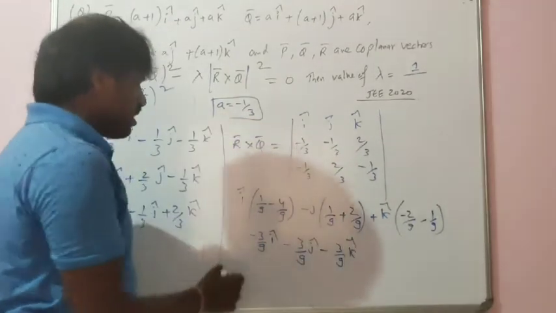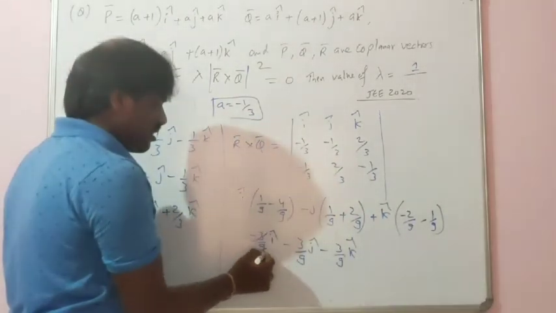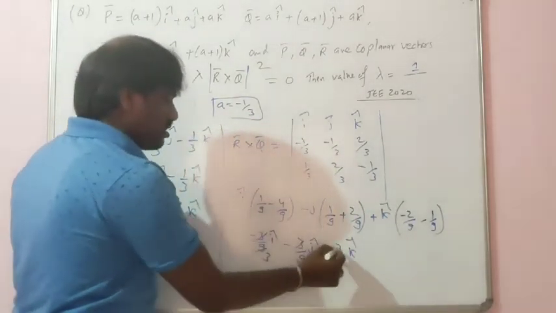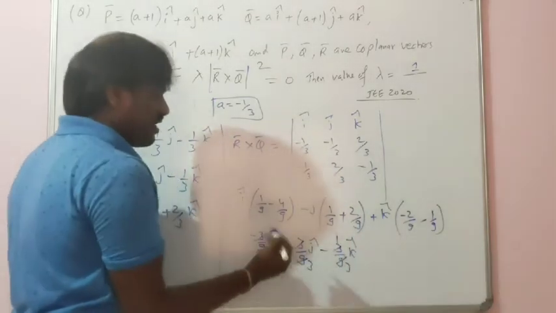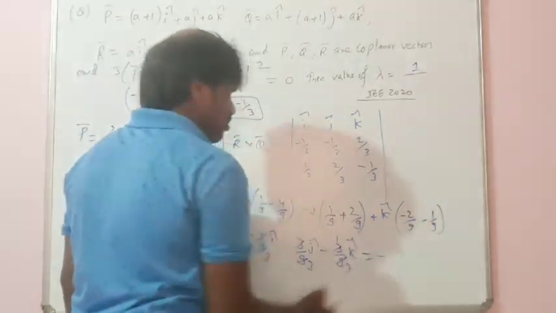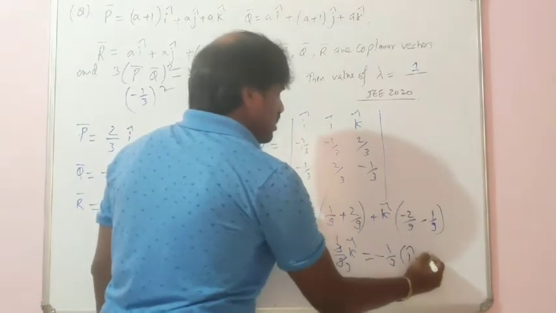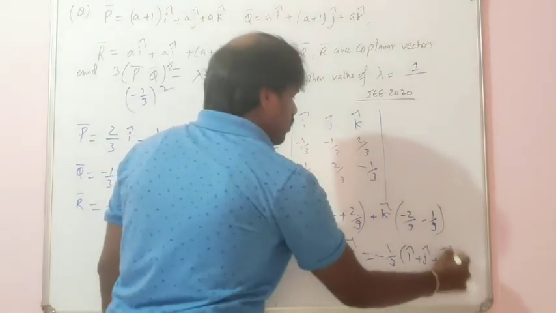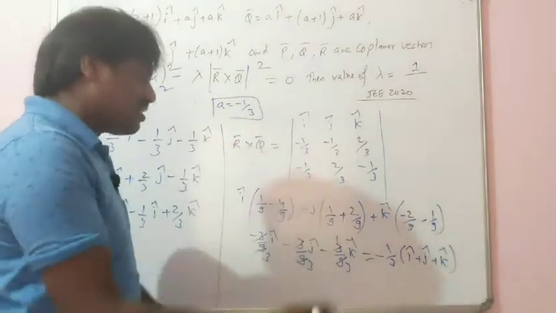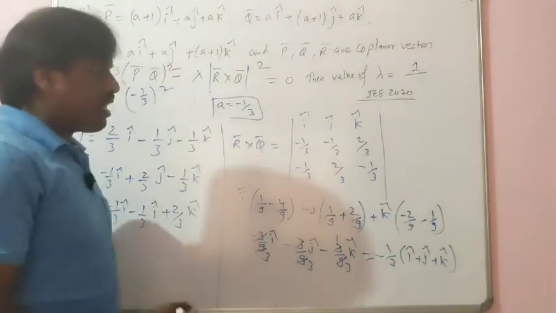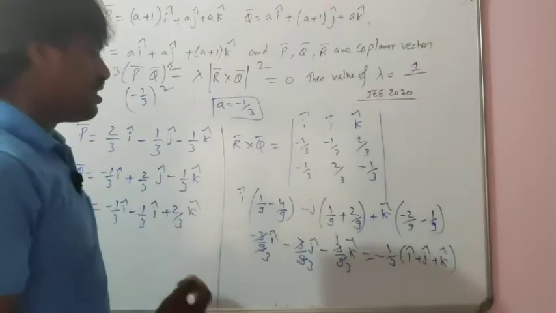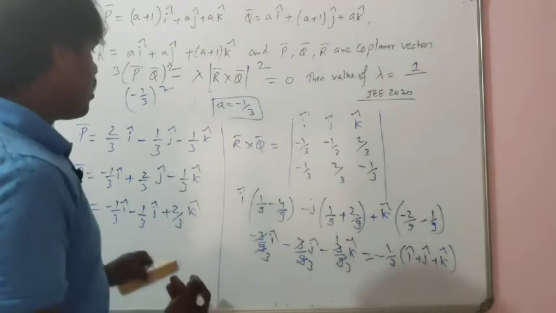So if you see, 3 will be cancelled out. If I take minus common and 1 by 3 common, I get i cap plus j cap plus k cap. You can take the minus inside also. So r cross q I am getting as minus i cap minus j cap minus k cap. So I got r cross q.